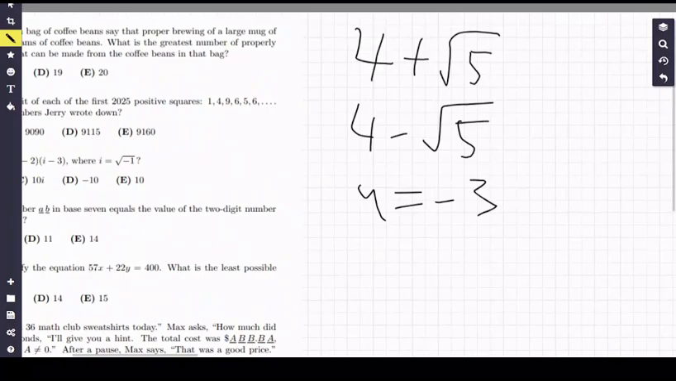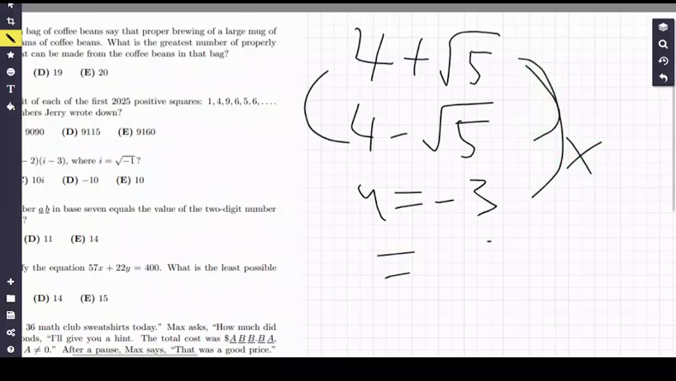So now we go to do the product of these roots. We multiply this together. Note that these are conjugates, so it's a difference of squares. So it's 16 minus 5, so 11, multiplied by negative 3, so negative 33. So all of this is equal to negative 33.